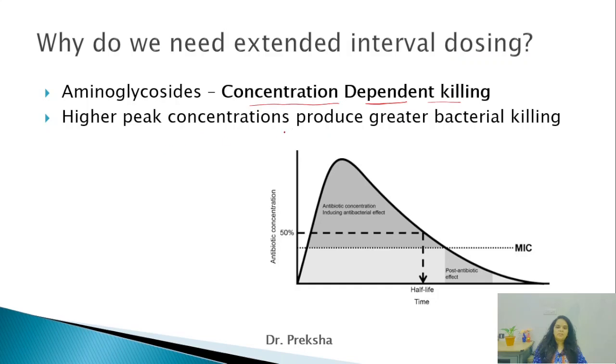Higher peak concentration produces a greater bacterial killing effect, and we have already discussed that aminoglycosides have a post-antibiotic effect. So even though the concentration falls below the level of MIC, it will continue to exert its killing effect on the bacteria, and that is known as the post-antibiotic effect.